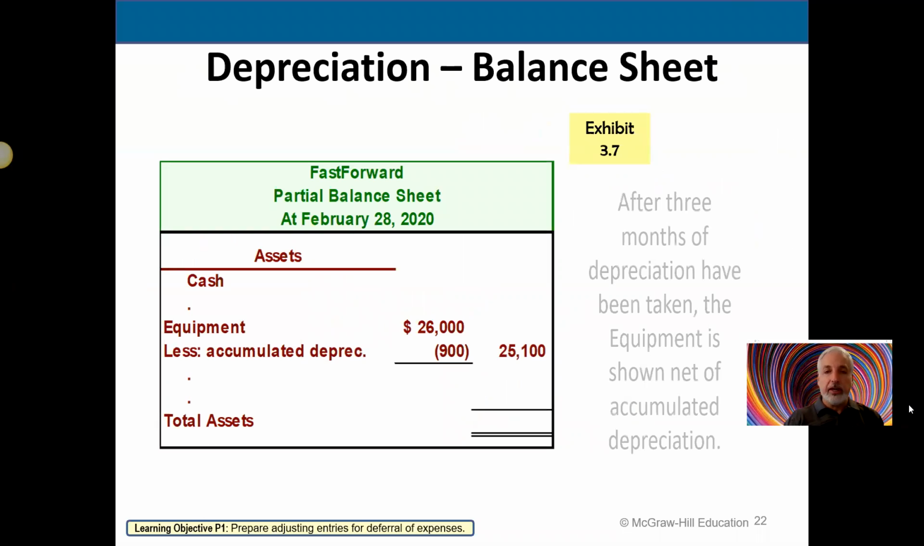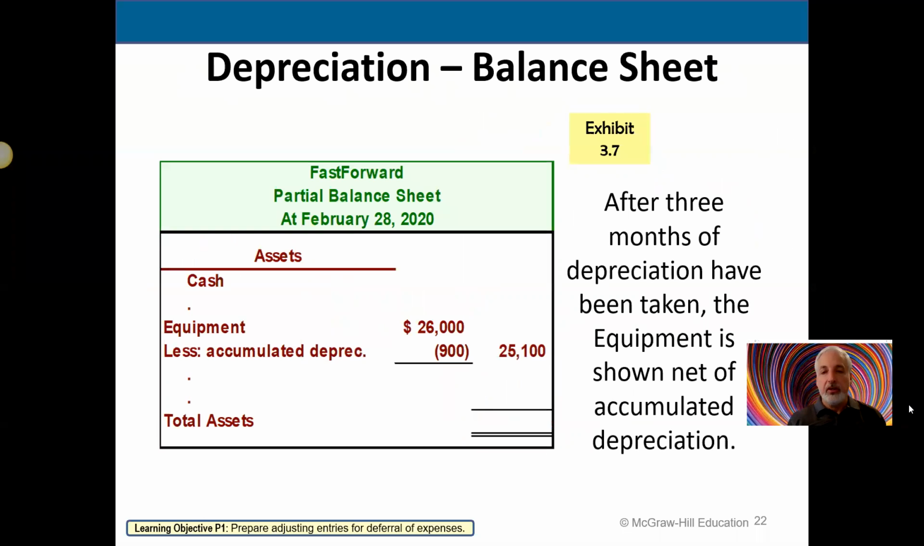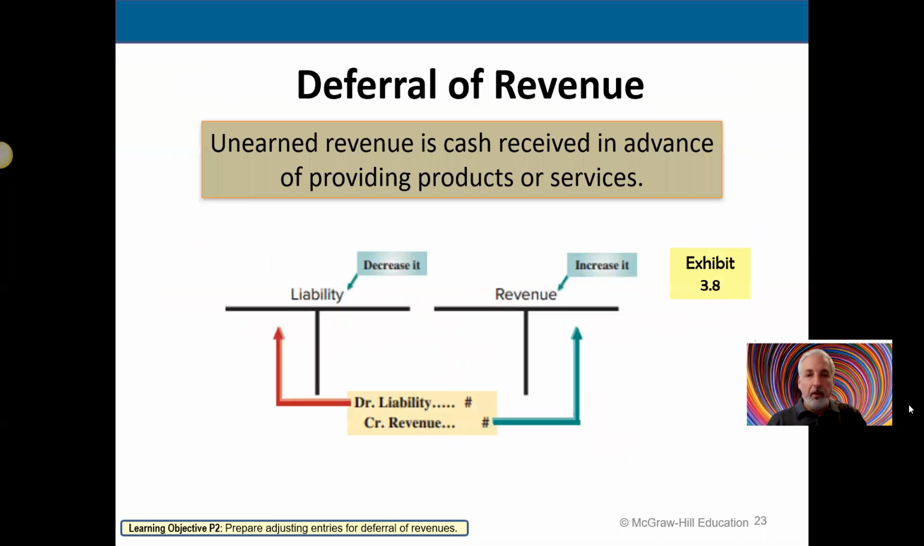So that's what it looks like when we do depreciation. Three months, net value, book value of $25,100 is calculated. Deferral of revenue, unearned revenue, cash received in advance. There is our $5,000 catering order.